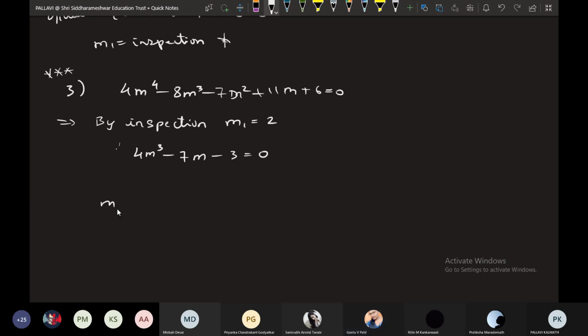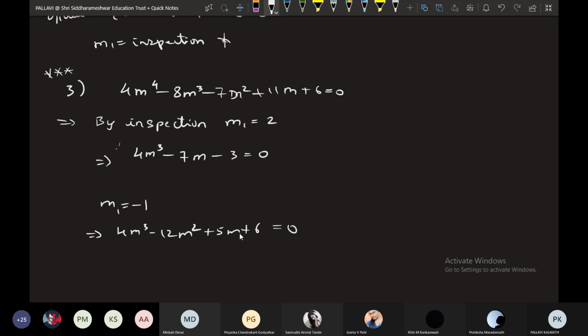Anybody tried the first root equals to minus 1 by inspection? Yes, ma'am, I tried it. For this, what equation did you get? 4m cube minus 12m square plus 5m plus 6. See, these are the two possibilities for the cubic equation.